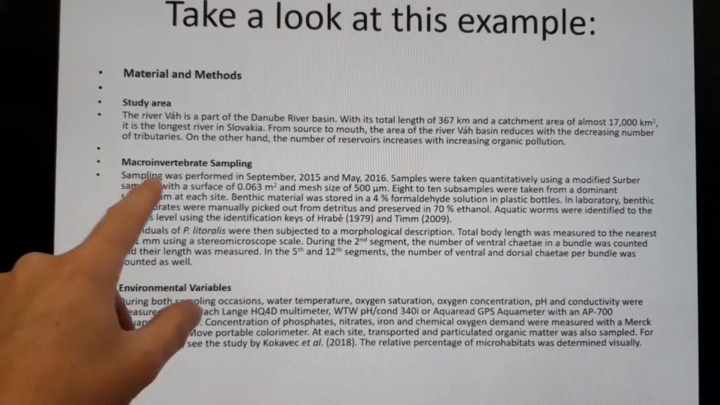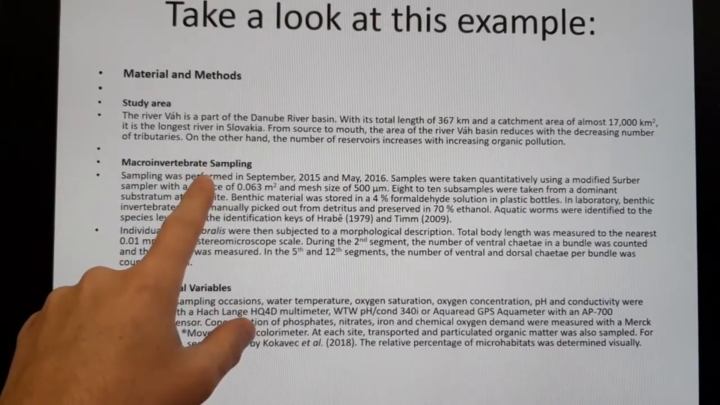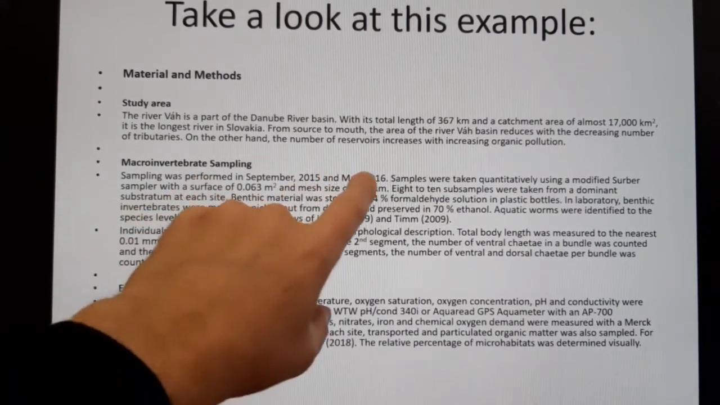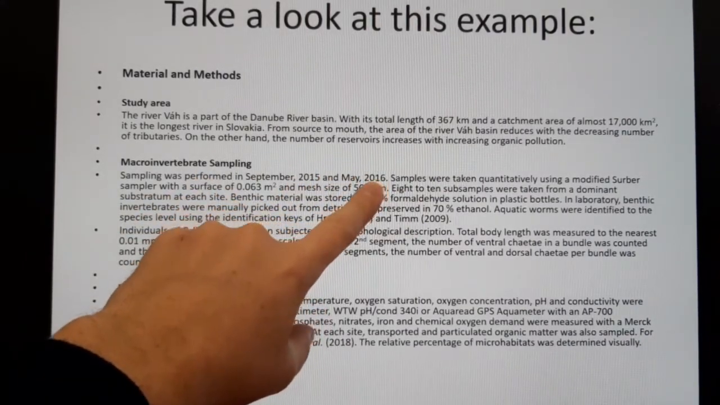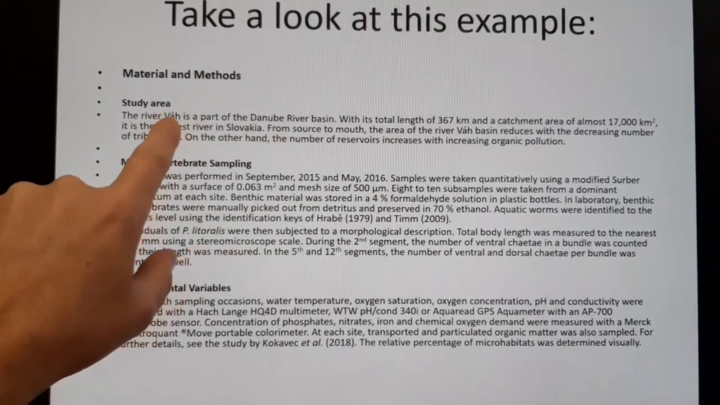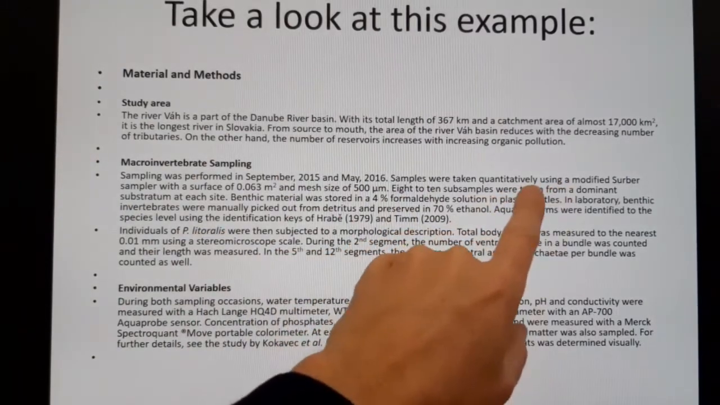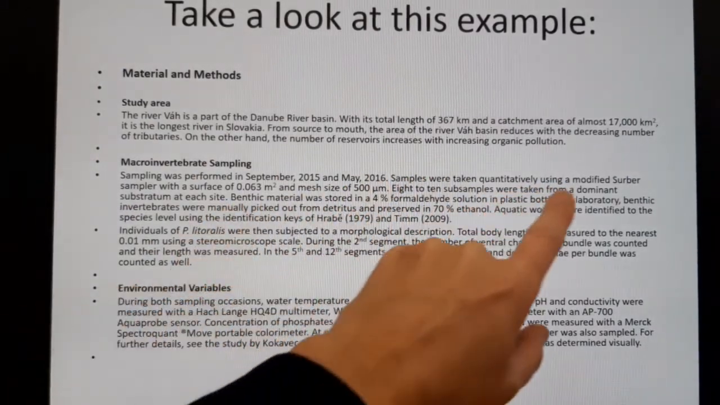So we start off with the subject. We have the verb in the passive voice, and then we have the date. We know already it was taken in the River Vach. It was already determined in the study area. And then all the materials are actually listed here as well.